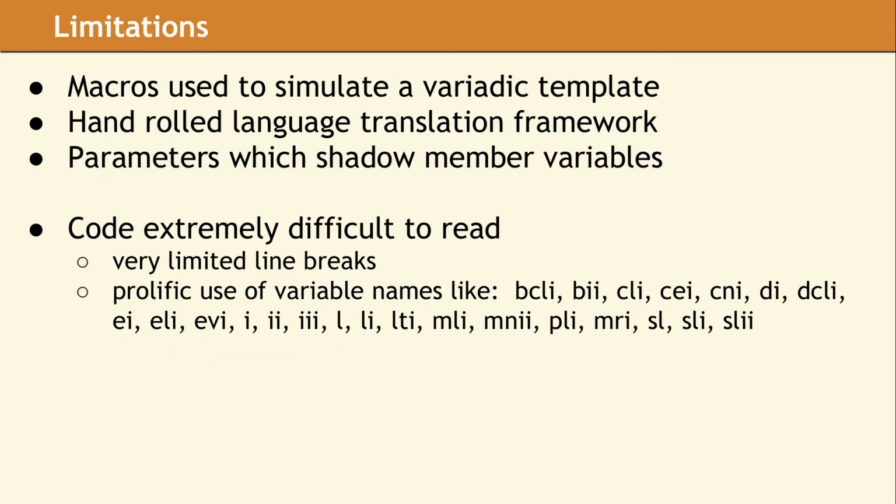Another problem we ran into with Doxygen was the use of macros to simulate a variadic template. There were places in the code we were able to remove several hundred lines and replace it with just a few lines of a variadic template. There were also parameters which shadow member variables, which made reading the code extremely difficult.